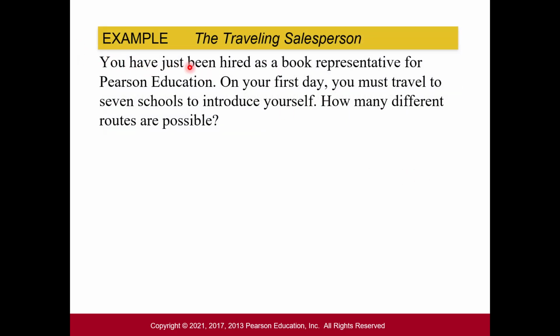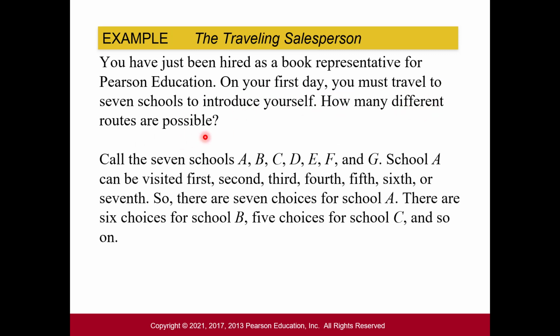So now you have just been hired as a book representative for Pearson Education. On your first day, you must travel to 7 schools to introduce yourself. How many different routes are possible? So we're going to just call the 7 schools A through G.